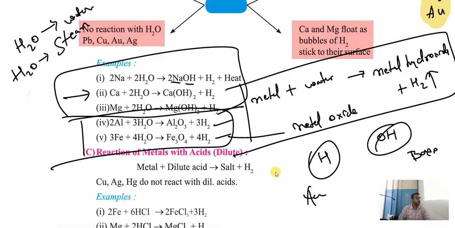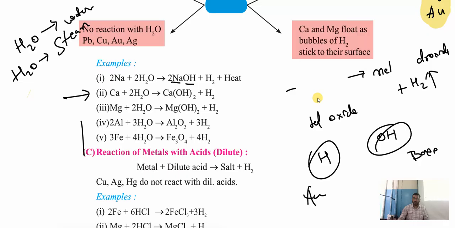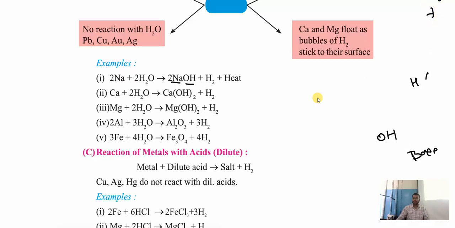Understood? Children, kindly make one important note here. It's very important from the examination point of view. Let me brief this concept for you. So, the first 3 and the next 2. Here sodium reacts with water. Sodium reacts with H2O. It gives sodium hydroxide plus hydrogen gas liberated.